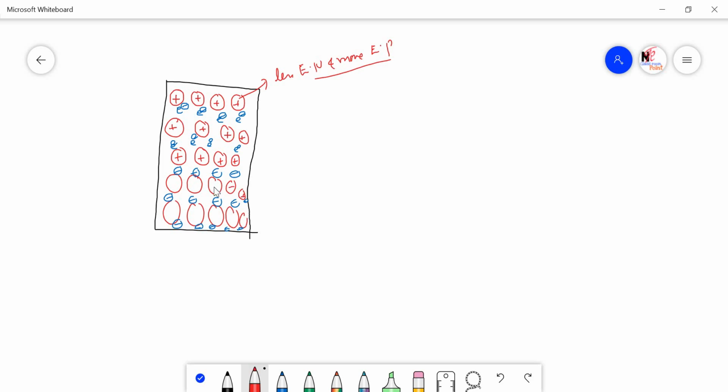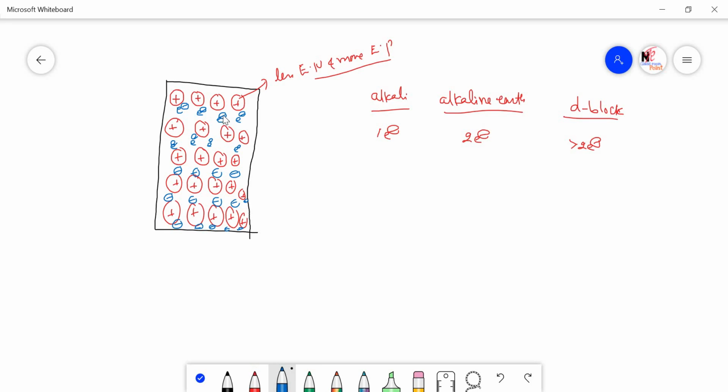Alkali metals and alkaline earth metals lose only one electron or two electrons. We can see here alkali metals, alkaline earth metals and D block metals. Alkali metals lose only one electron. Alkaline earth metals lose two electrons. D block metals may lose more than two electrons also.